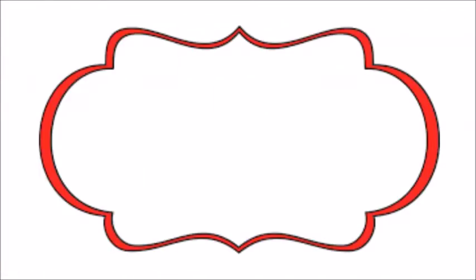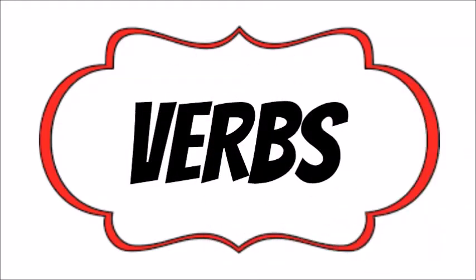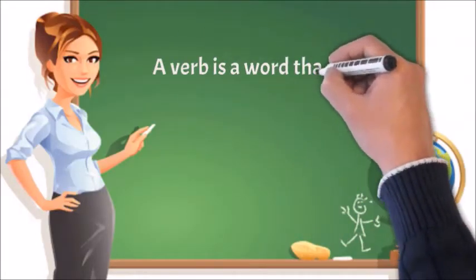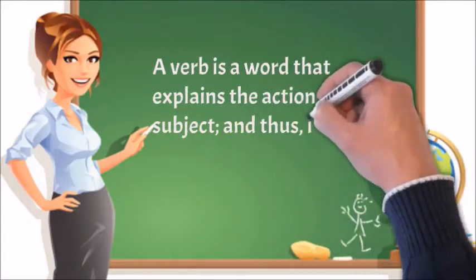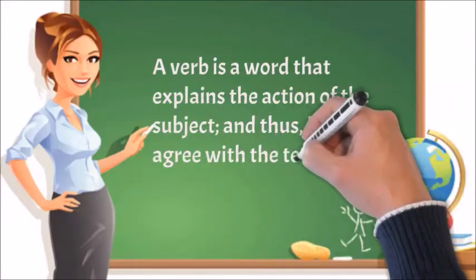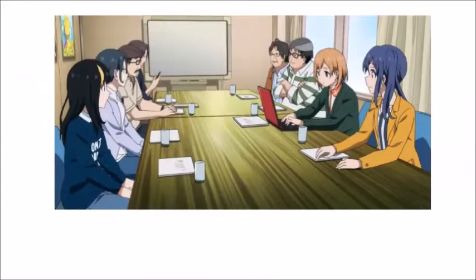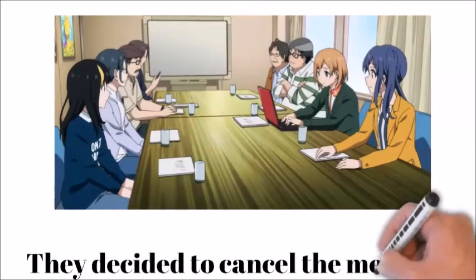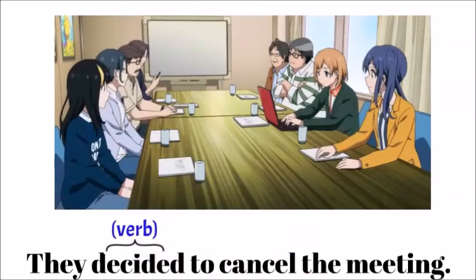And last but not least, our verbs. A verb is a word that explains the action of the subject, and thus it should agree with the tense of the sentence. For example, they decided to cancel the meeting. In this sentence, decided is the verb.